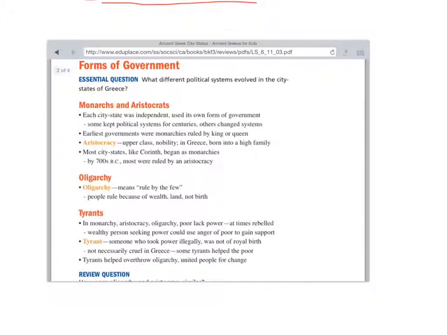This is similar to Sargon in Mesopotamia, who took over. You could probably have called him a tyrant. He eventually took over that whole empire in Mesopotamia, kind of similar to what a tyrant would be in ancient Greece.